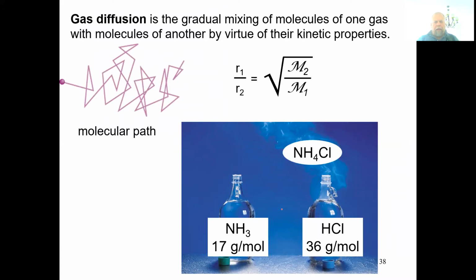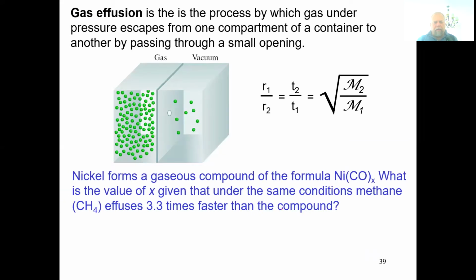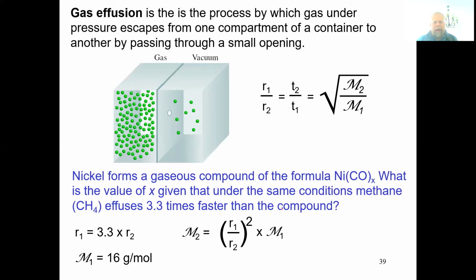Okay, and they will meet in the middle. And then gas diffusion is the process by which a gas under pressure escapes from one compartment to another by passing through a small opening. Nickel forms a gaseous compound. What is the value of X under the same conditions? If methane effuses 3.3 times faster than the compound, essentially you have it like that. And then that would be a sample problem you might have to do.